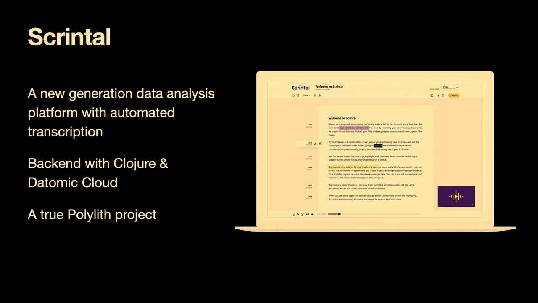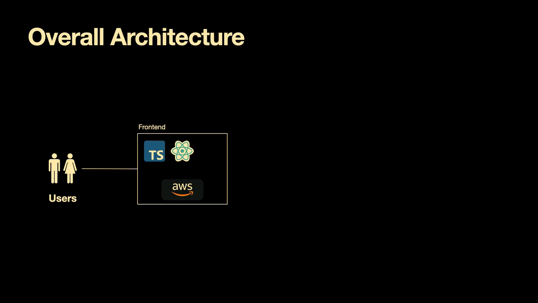It makes your life easier as a developer. So let's quickly look at how the overall architecture looks like. Scrintle is a web application, and the end users access it through their web browsers. The front end is a single-page React application written in TypeScript and hosted on AWS, and it communicates to the backend via a REST API.